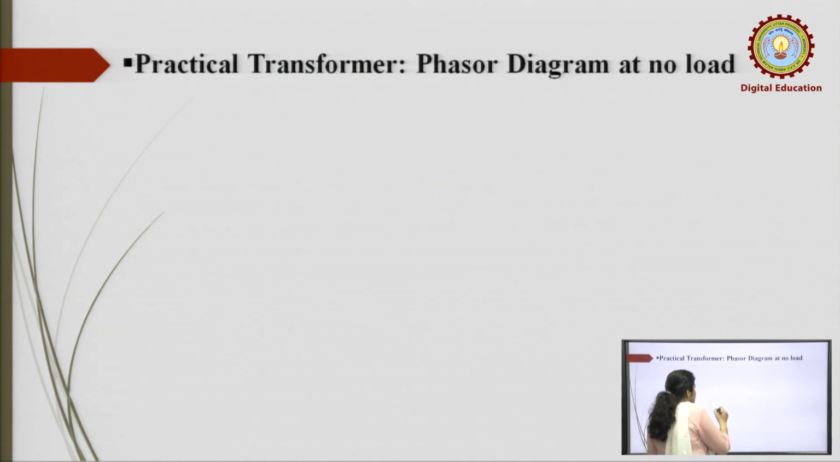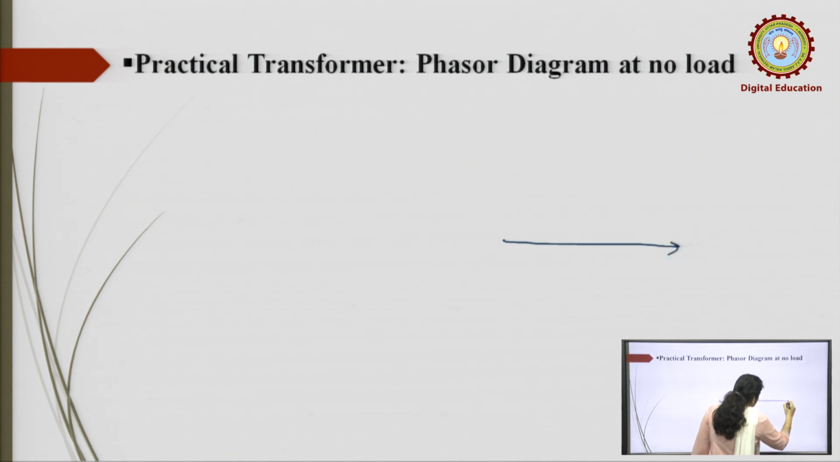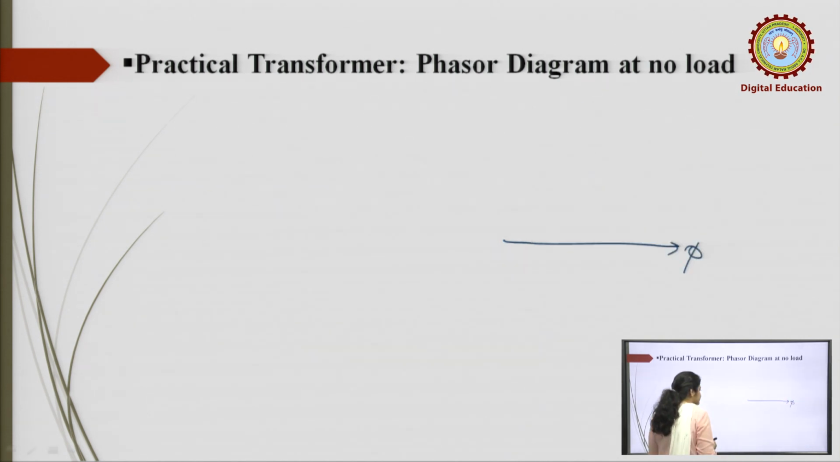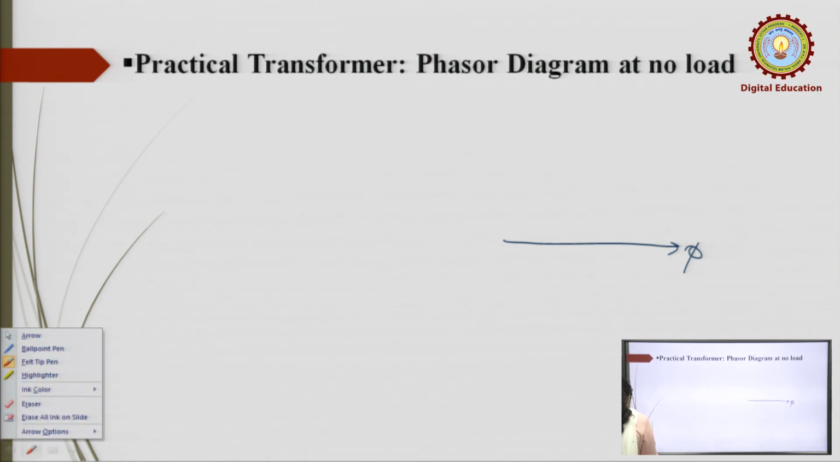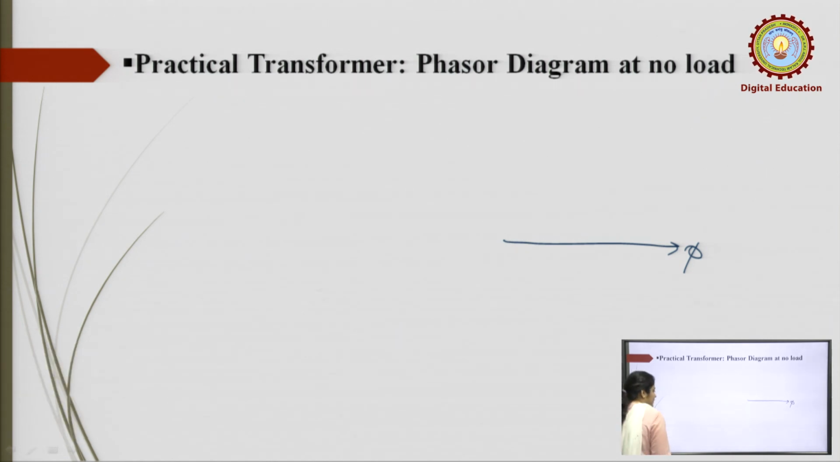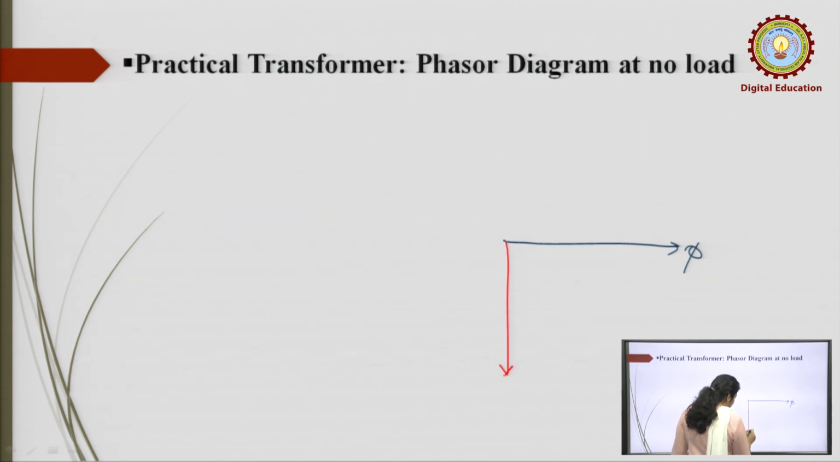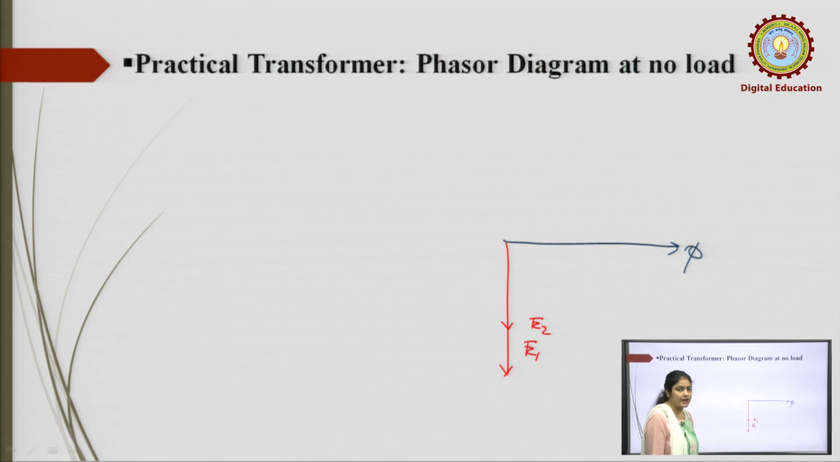Okay. So, you just see that we take the flux as the reference phasor. Due to this flux, E1 and E2 will be induced, and the lengths of E1 and E2 depend upon the number of turns present in the primary and the secondary. Suppose N2 is less than N1, so E2 will be less than E1. Okay.